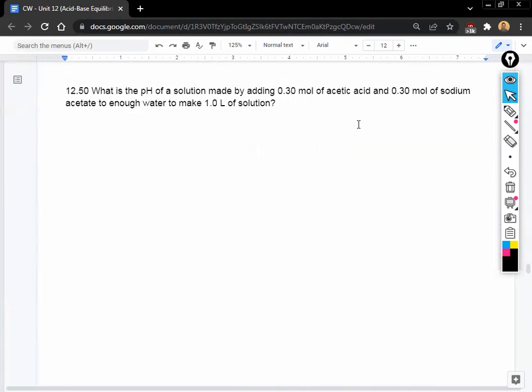In this problem, it's asking us what's the pH of a solution made by adding 0.3 moles of acetic acid and 0.3 moles of sodium acetate. I'm going to write the formulas for you: CH3COOH and sodium acetate, CH3COONa, to make 1 liter of solution.